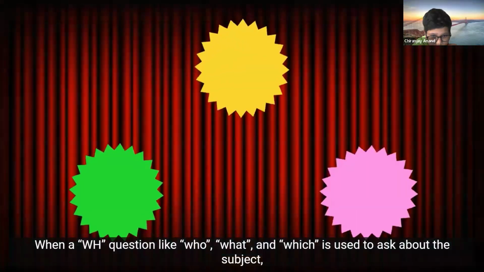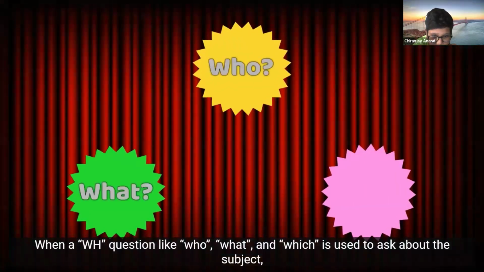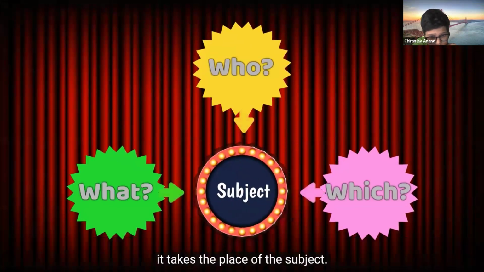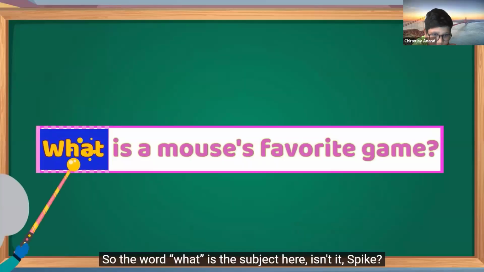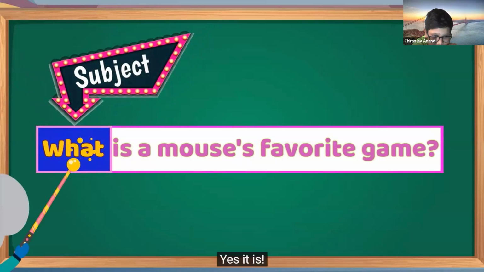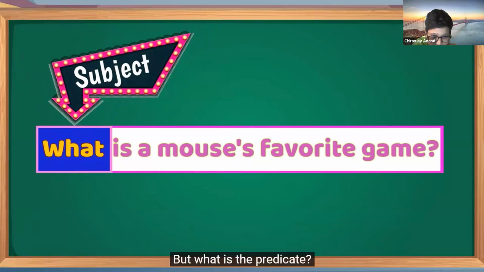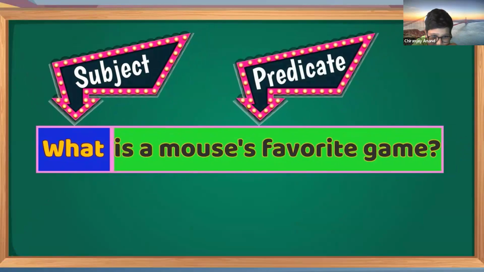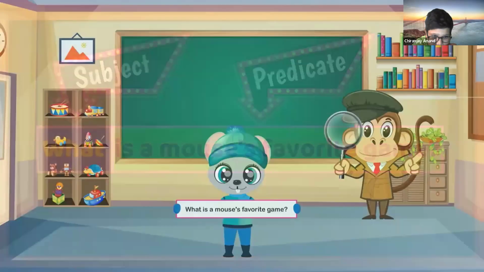When a WH question, like who, what, and which, is used to ask about the subject, it takes the place of the subject. So the word "what" is the subject here, isn't it, Spike? Yes, it is. But what is the predicate? "Is a mouse's favorite game" is the predicate. Snip it, Barney.